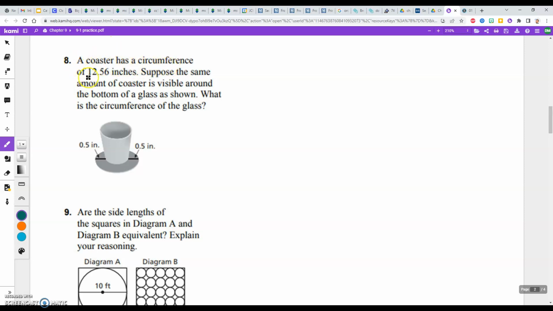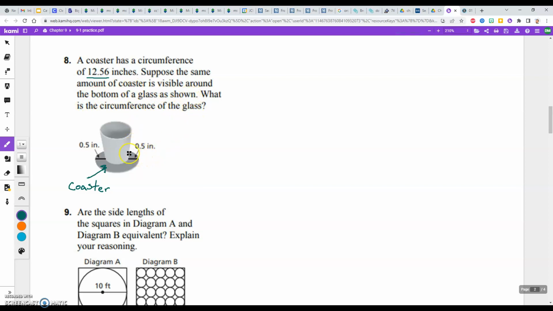Coaster has a circumference of 12.56 inches. For those of you who don't know, this circular disc upon which this cup rests is called a coaster. And the coaster is circular, and it has a circumference of 12.56 inches. Suppose the same amount of coaster is visible around the bottom of a glass as shown. What is the circumference of the glass?